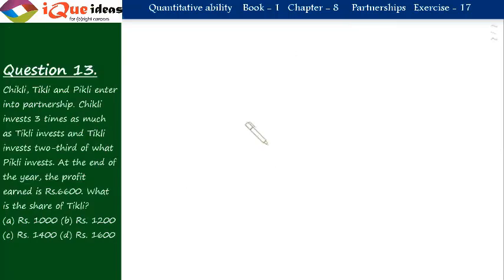Now for the next question, question number 13. It says Chikli, Tikli, Pikli enter into a partnership. Chikli invests 3 times as much as Tikli, and Tikli invests 2/3 of what Pikli invests. So let's assume that the investment of Pikli is 3 rupees. Why 3 rupees? Because Tikli invests 2/3 of Pikli.